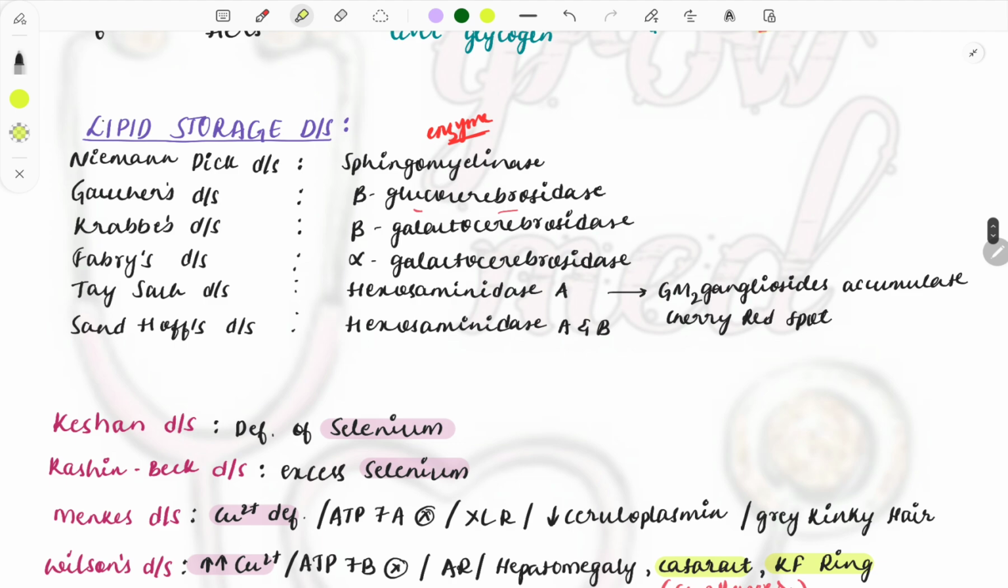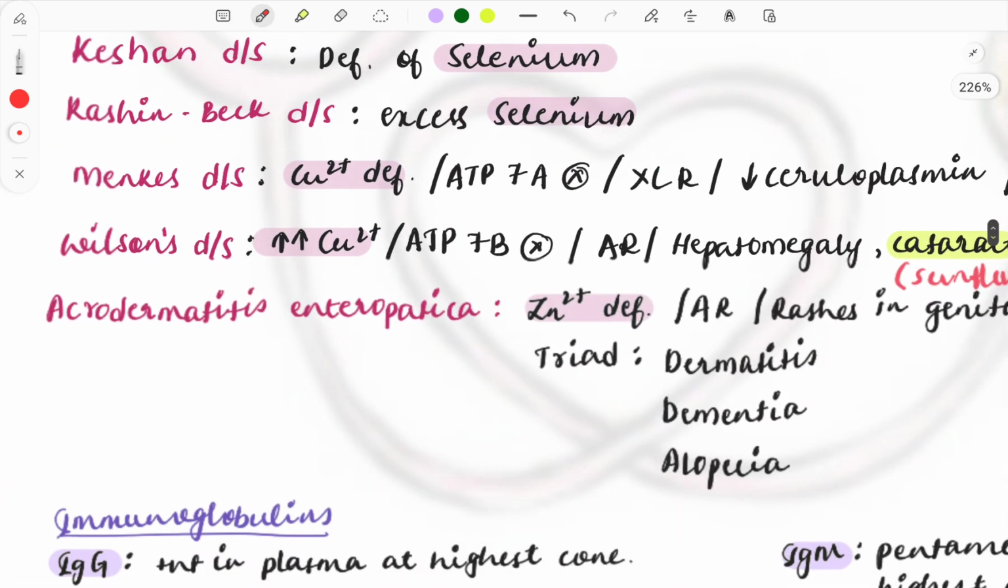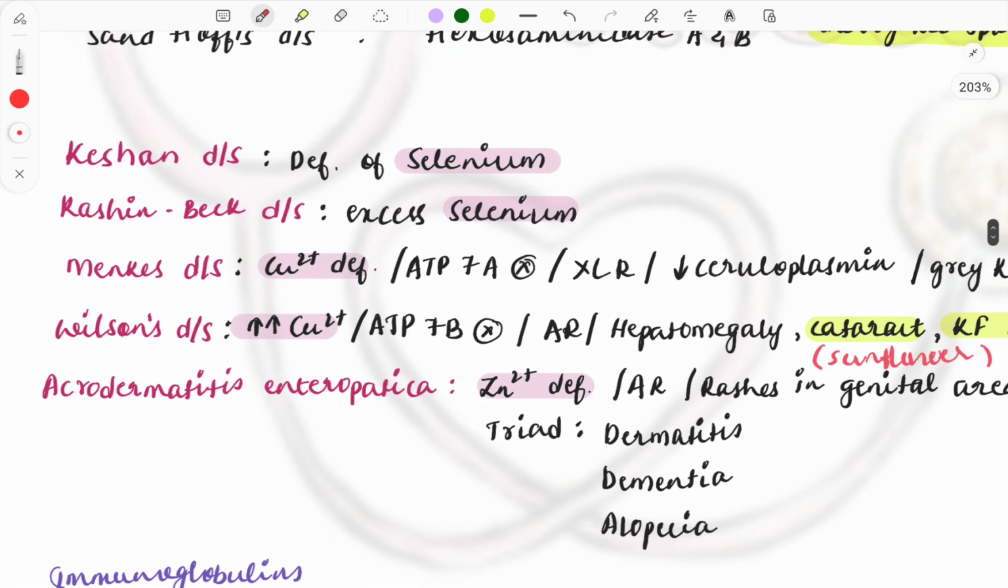You need to learn by heart this whole thing. And one important finding seen with Tay-Sachs is the cherry red spot seen on the fundus examination, and this is important from the ophthalmology point of view also. Then moving on to another very important topic.